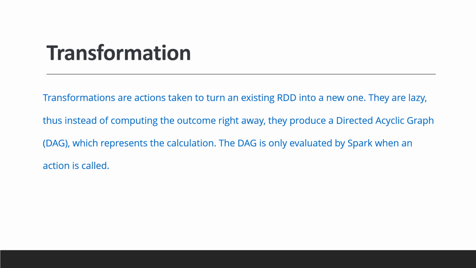First, the basic thing in PySpark is transformation. Transformations are actions taken to turn an existing RDD into a new one. They are lazy, so instead of computing the outcome right away, they produce a directed acyclic graph, which is a DAG, which represents the calculation. The DAG is only evaluated by Spark when an action is called.